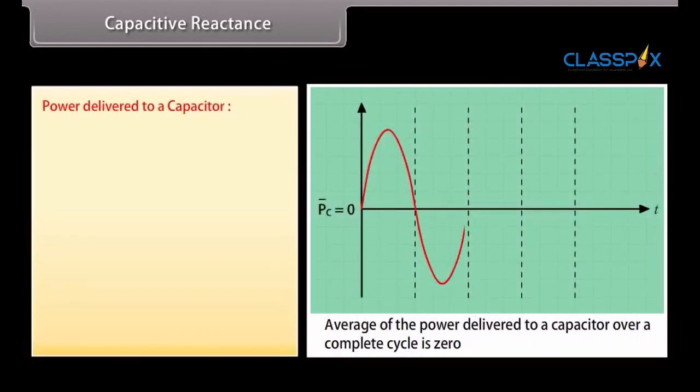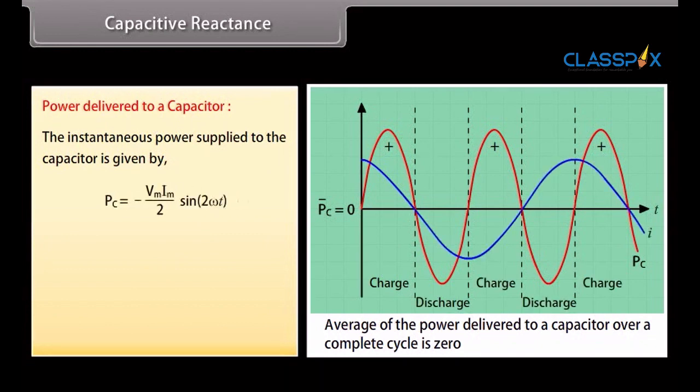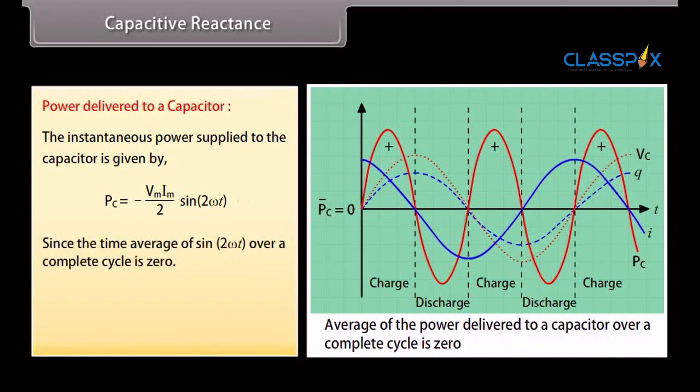Power delivered to a capacitor. The instantaneous power supplied to a capacitor is given by (Vm Im/2) multiplied by sin 2 omega t. Since the time average of sin 2 omega t over a complete cycle is 0, therefore the capacitor power is equal to 0.